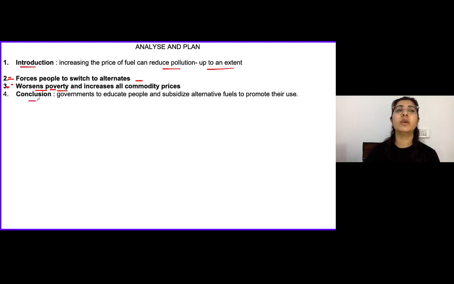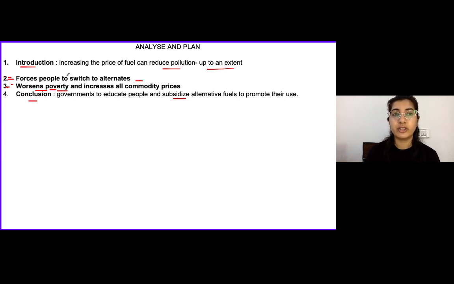And in conclusion, remember, I'm going to summarize both these points again, and you can go ahead and give a suggestion. So governments should educate people so that, with the first point, they can switch to the alternatives of their own accord. They're not being forced to do that. And also you need to subsidize alternative fuels. Otherwise, even though people may want to switch, they may not be able to afford to switch. So the government needs to do two things. You can go ahead and give a solution.